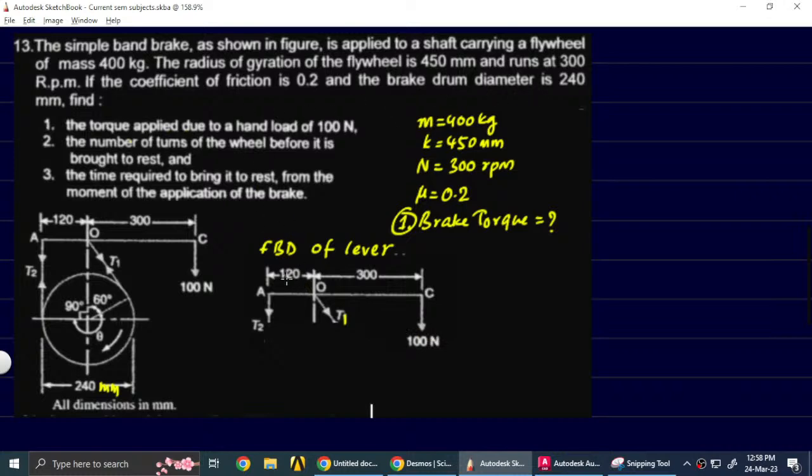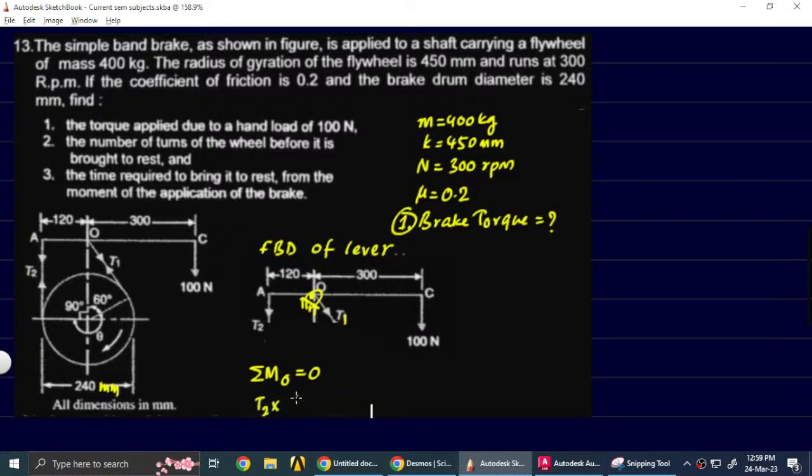Even though it's not mentioned, the point O is where the pivot point is fixed. And so we'll have to take the sum of moments about O to be equal to 0, because that is the point about which it is in equilibrium. So now let's take all the forces one by one.